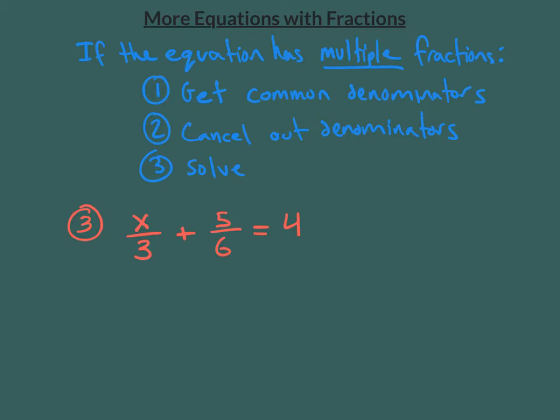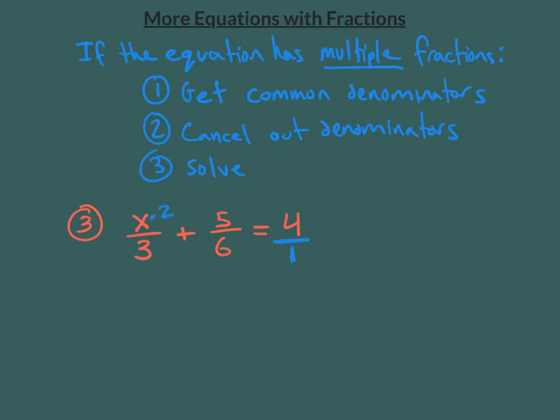So I've got three terms here. X over 3 plus 5 over 6 equals 4. So the first thing I need to do is make sure, since there's multiple fractions, I need to get them all to have a common denominator, and that includes the 4. So I'm going to make 4 over 1, and then my common denominator would be 6.